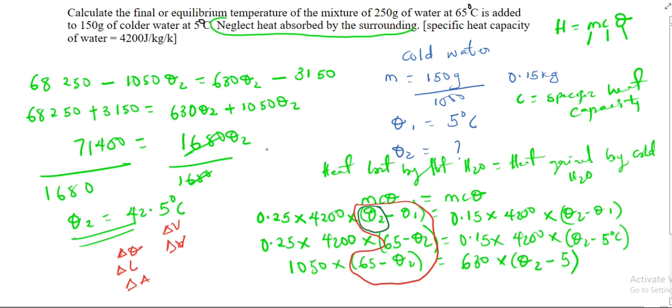Is that clear? That is to avoid you having a negative sign, so that you won't be confused while solving. And how I was able to know that my theta 2 will have a lower value than theta 1 for the hot water is that I know the hot water is losing heat and the cold water is gaining heat. Therefore, the final temperature for the hot water will be lower than its initial temperature, while the final temperature will be higher than the initial temperature for the cold water. And that is just it. So that will be all for this question.